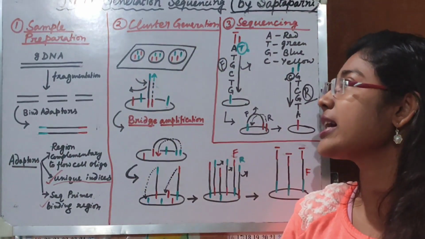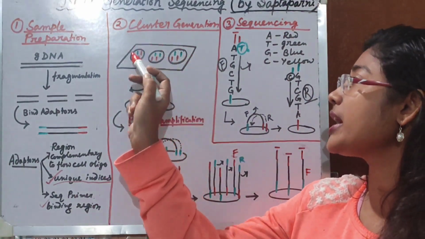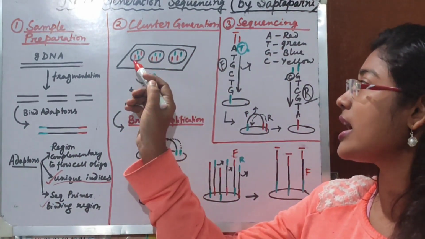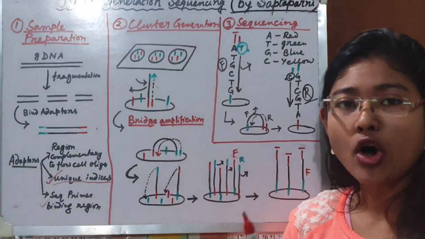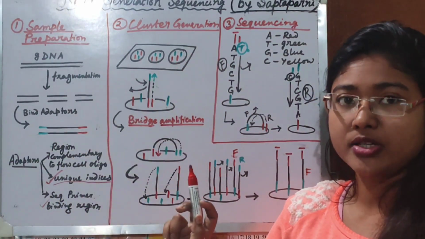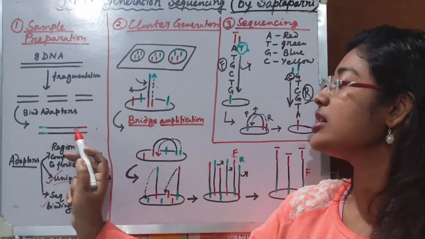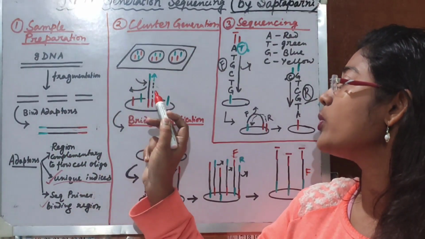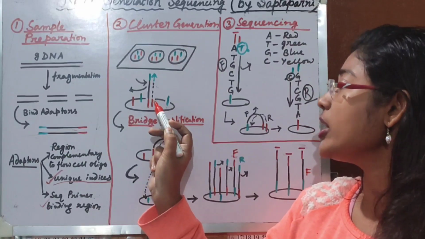So now coming to the second step, the cluster generation. For cluster generation, you have to take a glass slide on which you will find numerous flow cells like these ones. Each flow cell is coated with 2 different types of oligonucleotides, and these oligonucleotides are complementary to these adapters. For cluster generation, first of all, you have to denature this DNA fragment. And after denaturing it, one of the strands will bind or hybridize with the complementary oligonucleotide here.